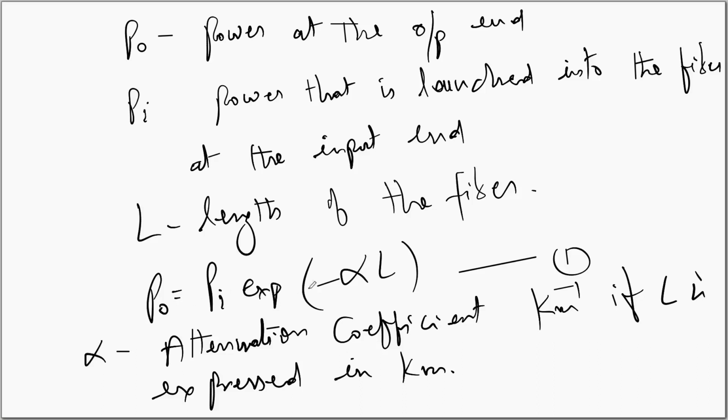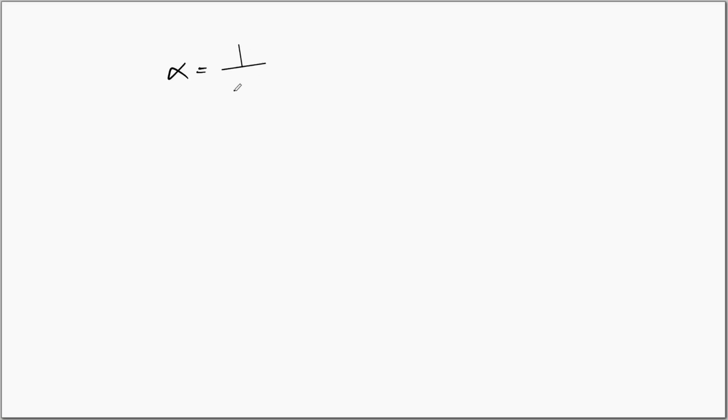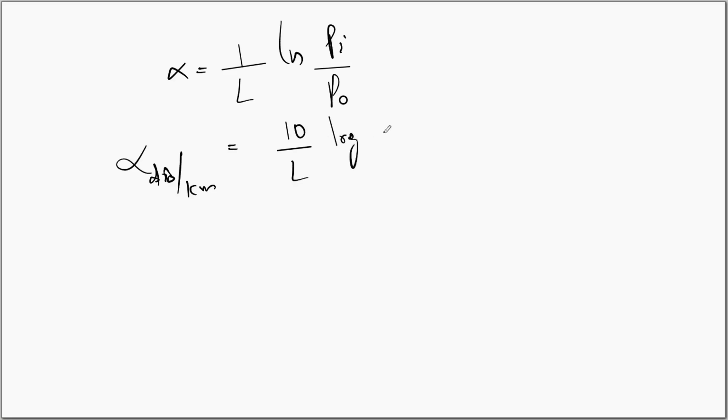We shall take the logarithm on either sides of 1 to write an expression like this. Alpha is equal to 1 over L log Pi over P0. And to obtain alpha in dB per kilometer, we write alpha in dB per kilometer as 10 over L log Pi over P0. Please note that this is a natural logarithm, and here we have logarithm to the base 10.